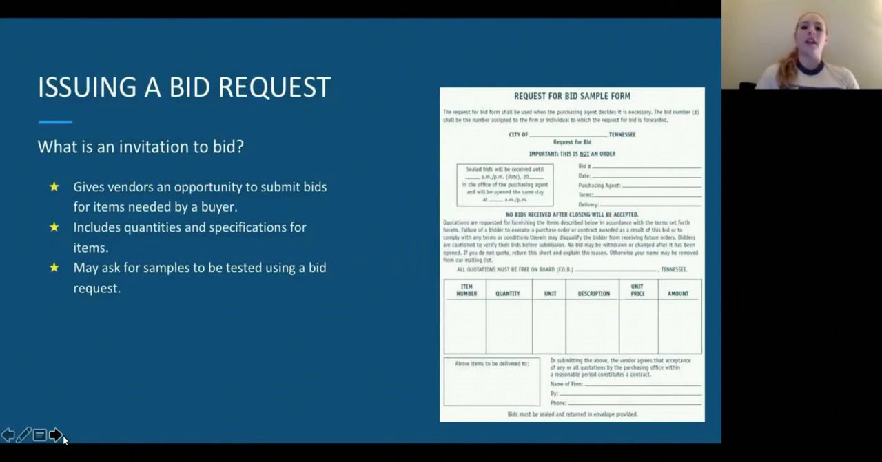The bids originate in the office of the purchasing agent, and the general conditions of acceptance are outlined in the bid. This bid includes the quantities and the specific specifications for the items we are looking for. To the right, you see a form that is an example of a bid request and has information on what product the buyer is seeking, as well as the terms for accepting the bid. You can also use a bid request to request samples that you want to test to determine if you want their product or not.